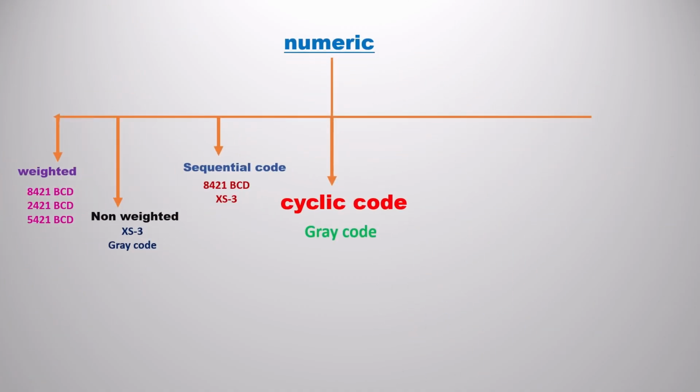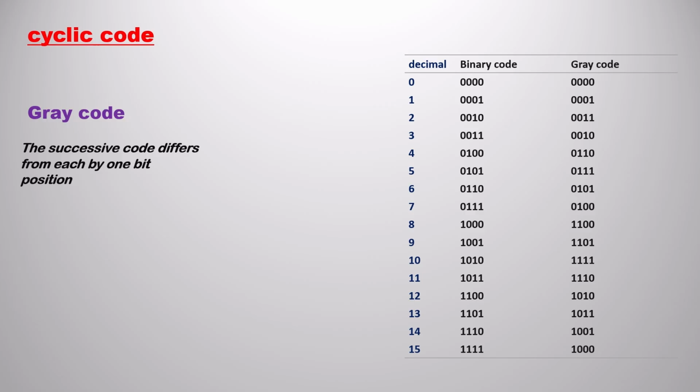Moving ahead, in the numeric part only, we have another type of code representation, that is cyclic code. In the cyclic code, we have an example, that is gray code. Let's see some of the gray code. Gray code means successive codes differ from each other by 1 bit position. The gray code is also known as the unit distance code, or you can simply say it is a 1 bit change only. I have put a table there, so you can observe.